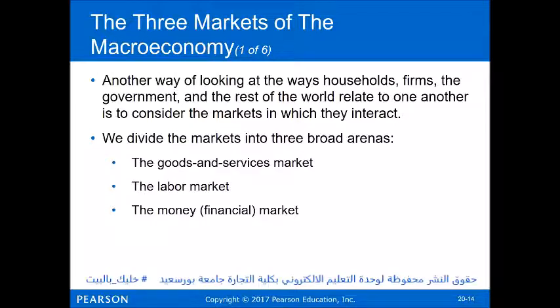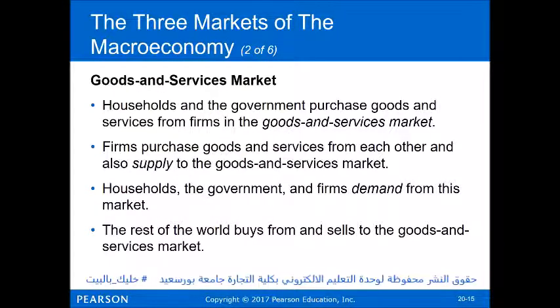We divide the markets into three broad arenas. The first is the goods and services market, or for short, the goods market. The second market is the labor market. And the third and final market of the macroeconomy is the money market or the financial market. Let's begin with the goods and services market.